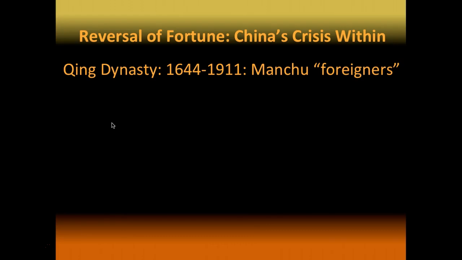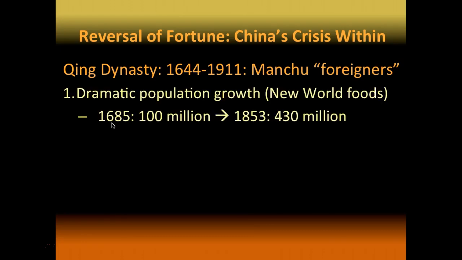So there was a reversal of fortune, and there was a century of crises from within China that led to a great deal of problems from within the dynasty. First of all, there was dramatic population growth and pressures on the land, and that was thanks to its economic success and increasing agricultural output from foods and crops that came from the New World, from the Americas.